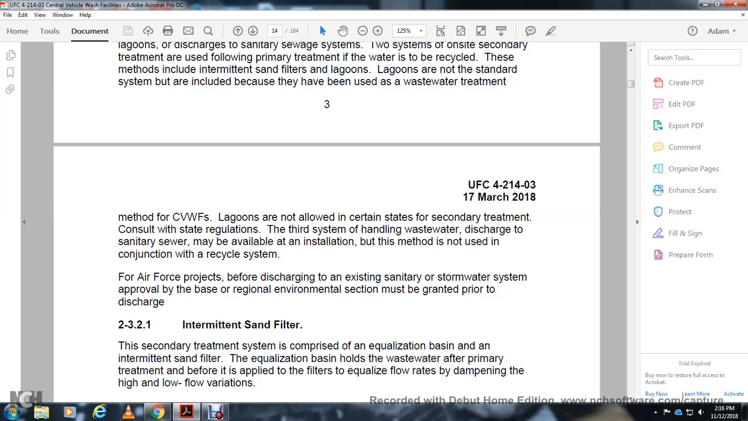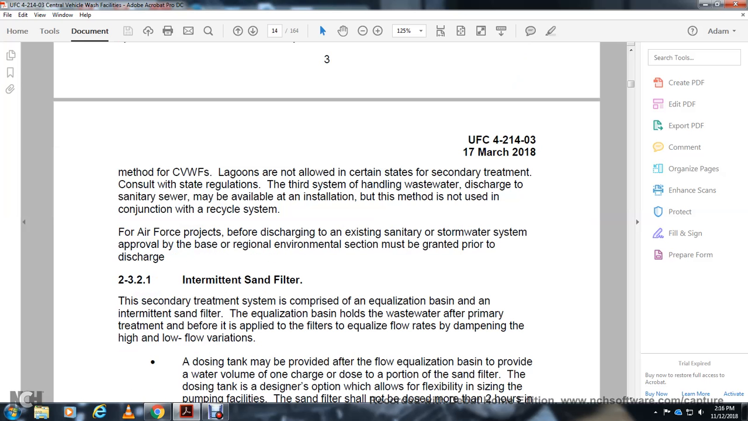2-3-2-1 Intermittent sand filter. The secondary treatment is comprised of an equalizing basin and an intermittent sand filter. The equalizing basin holds the wastewater after primary treatment before it is applied to the filter, to equalize the flow rates and dampen the high and low variations.